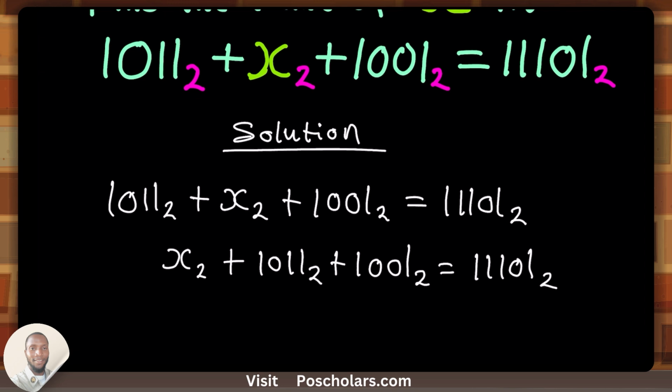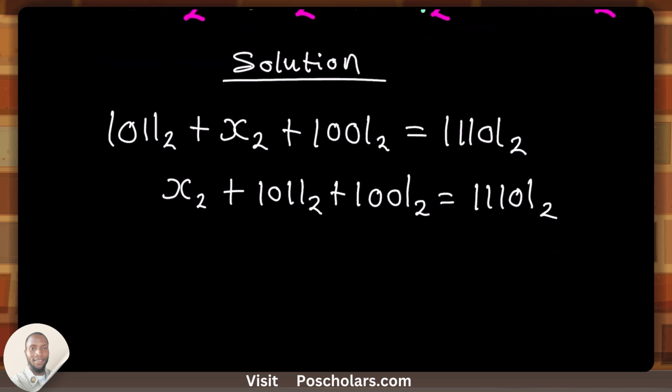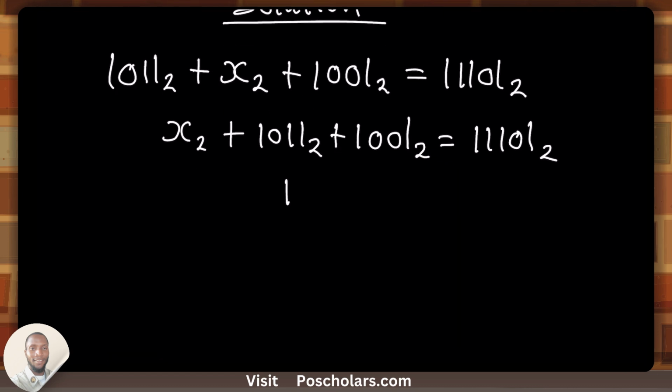11101 base 2. Now take note, we have two parts, the left hand side and the right hand side, right? So what we'll do next is we are going to sum up these two. We are going to add these two. To do that, we have 1011 plus 1001, all in base 2.